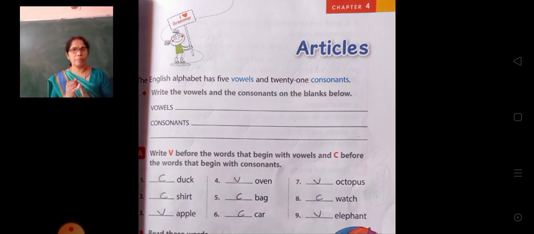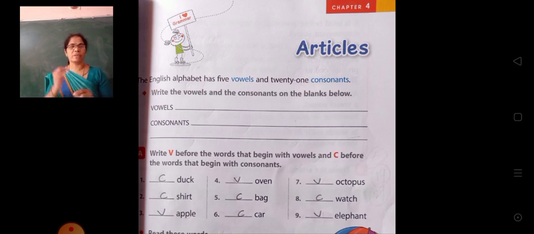Again, a, an and the are called articles. When we have to use the articles, means a, an or the, before the vowel sounds we have to use the article an, and before the consonant sounds, we have to use the article a. We can do some examples later.